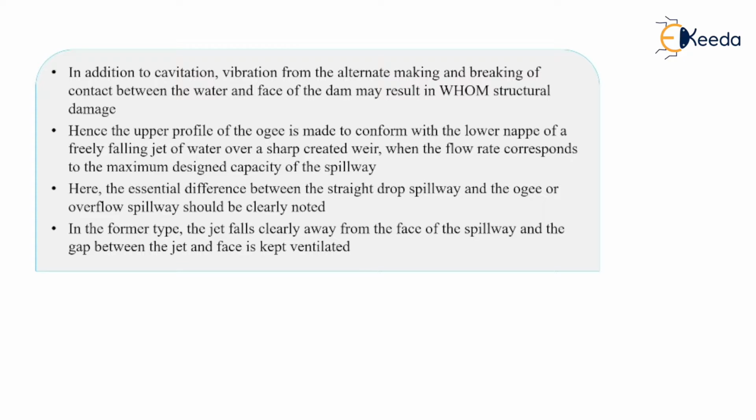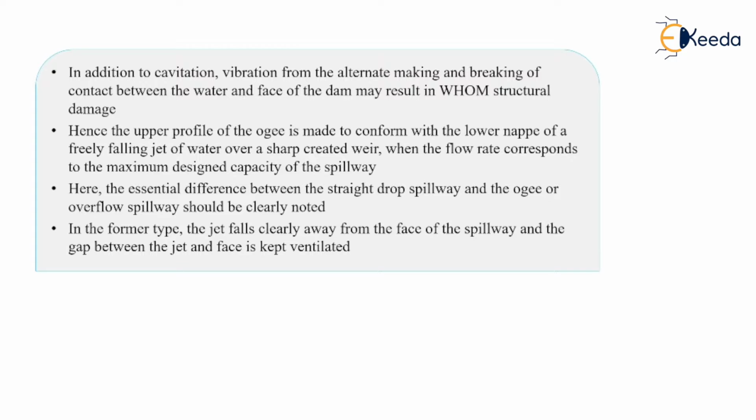That's why we have adopted this sharp crested weir on the upstream section. When the flow rate corresponds to the maximum design capacity of the spillway, we need to construct the sharp crested weir on the upstream side. Here, the essential difference between the straight drop spillway and the Ogee spillway should be clearly noted. Because of this reason only, we should avoid the straight drop spillway.